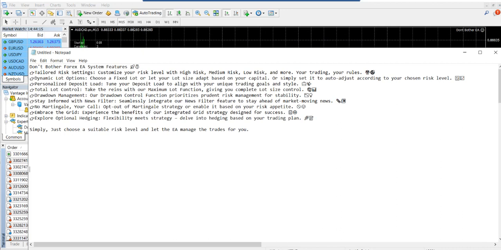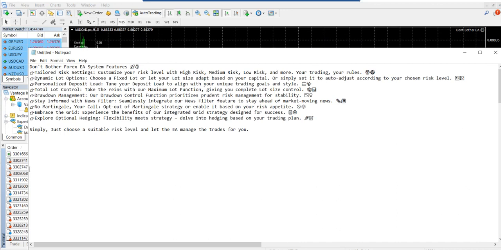market moving news. If you would like to use the martingale feature or the hedging feature, that is optional. You can either choose it or not. And grid, it does use a grid, but that is not a simple grid. This is a very advanced kind of grid that is based on risk management. So these are just a couple of features that this expert advisor has.